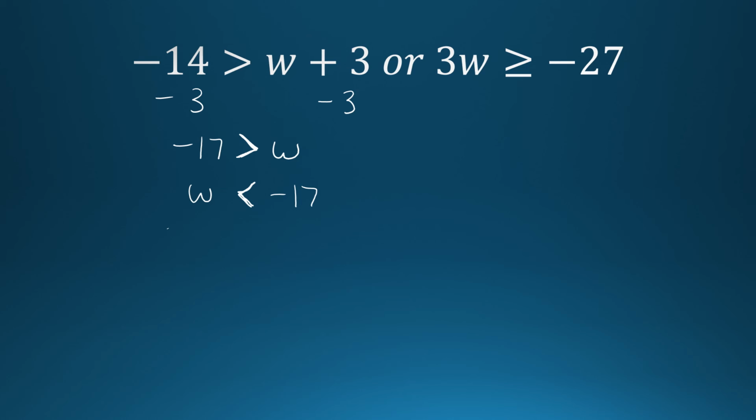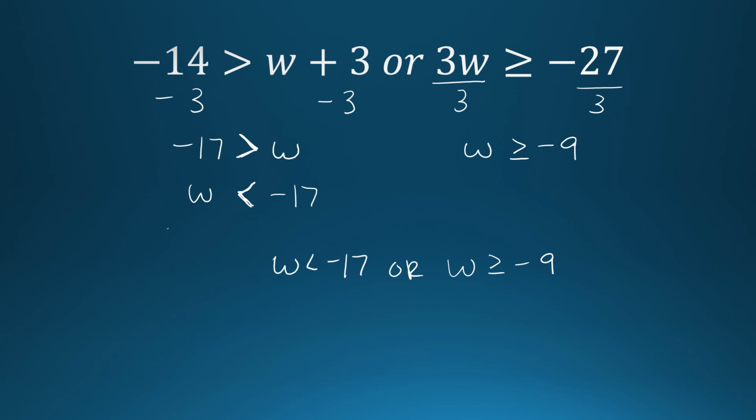and then we're going to move on to the second one. I'm going to divide both sides by 3 to get w is greater than or equal to negative 9. So we have two separate inequalities which we want to join with our OR in the middle. So w is less than negative 17 or w is greater than or equal to negative 9. Then we can go ahead and just graph them both on the same number line.